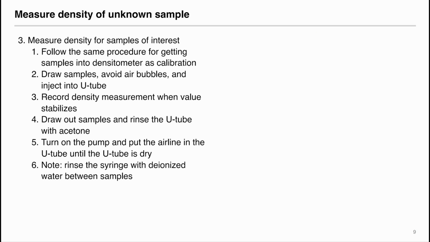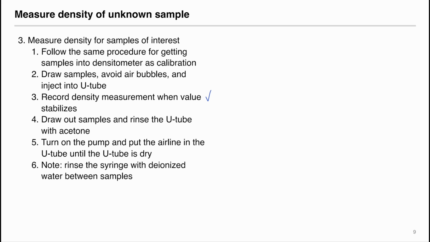To measure the density of samples of interest, basically we follow the same procedure of getting samples into the densitometer as when doing calibration. We will draw all the samples, avoid air bubbles, and inject them into the U-tube. Then we will record the density measurement when the value stabilizes.